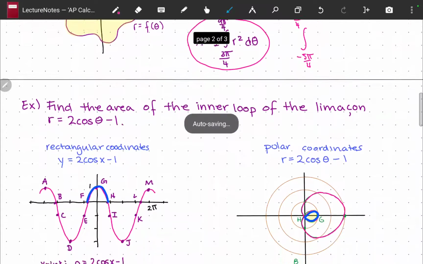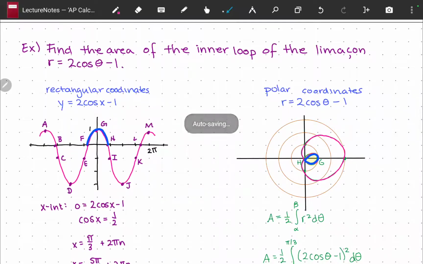So then we looked at this example. Find the area of the inner loop of the limacon r equals 2 cosine theta. And we didn't have the graph. I challenged them, let's try to find the graph first. One way that can help you find the graph of a polar curve is to look at the corresponding rectangular curve. So look at it in rectangular coordinates.